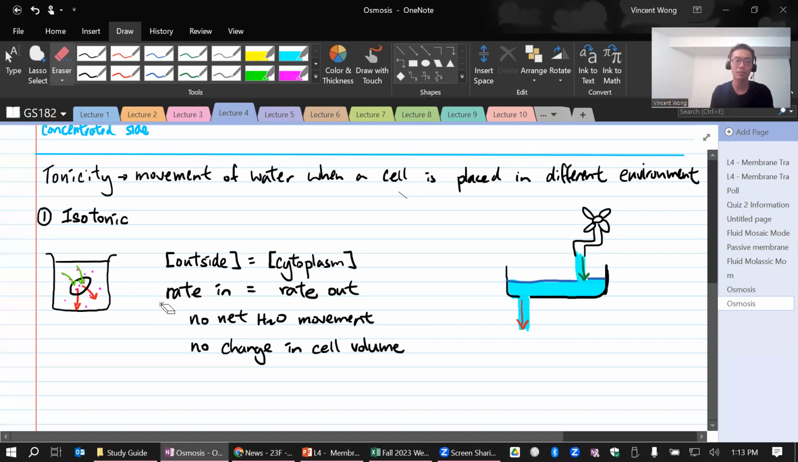And in the same sense over here, because the amount of water that's coming in is the same as the amount that's leaving, there's no change in cell volume. For animal cells, including us, we are animals, right? They are happy. We love this. Isotonic is the best.